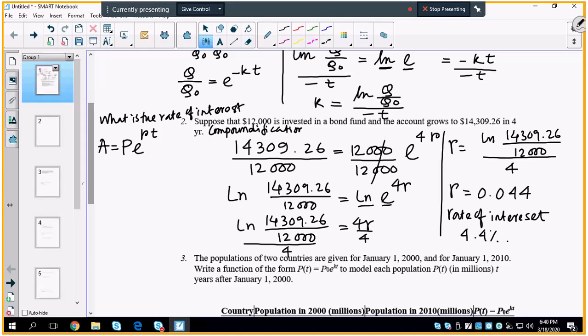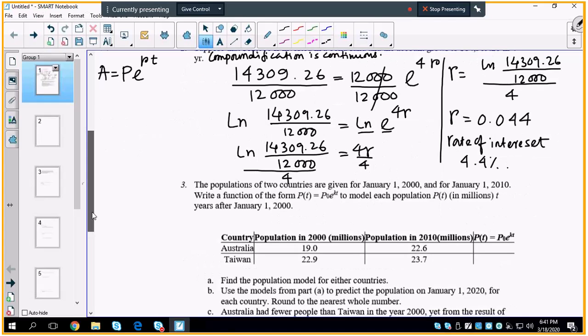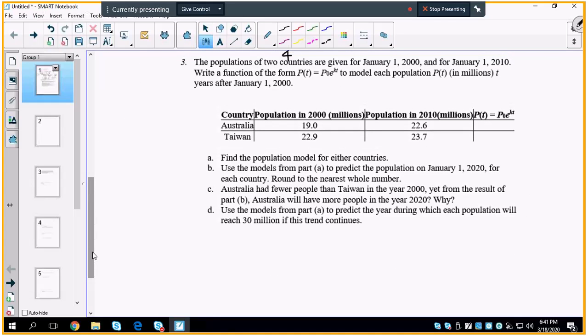Compounding of the money is continuous. So let's try to see other types of exponential application problems. Population problems are one of the more famous problems where we are going to use exponential growth rates. The populations of two countries are given for January 1, 2000 and January 1, 2010. Write a function of the form P(t) = P0 e^(kt) to model each population P(t) in millions. t is years after January 1, 2000.